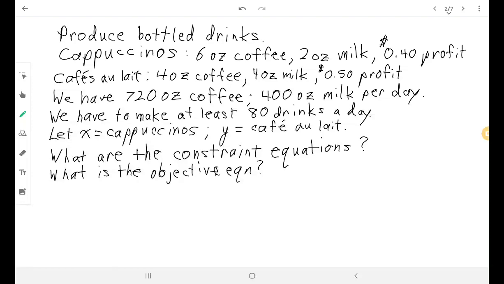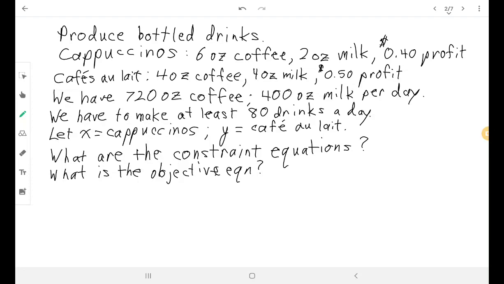Every day, in our facility where we make these, we have 720 ounces of coffee and 400 ounces of milk. That's every day we make sure we have that much. Now, every day, we want to make at least 80 total drinks. We want to bottle 80 drinks. Let's just, for the sake of being uniform, let X be the bottles of cappuccino that we're making and Y be the cafe au lait.